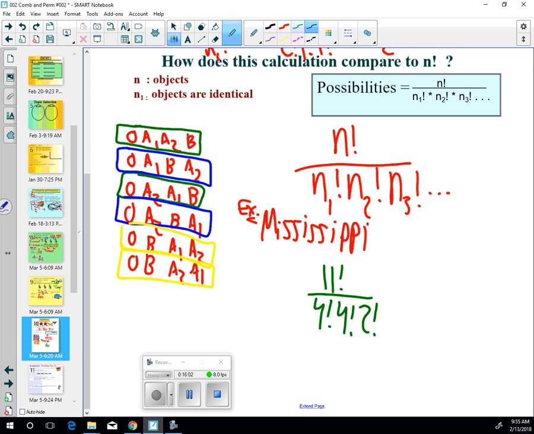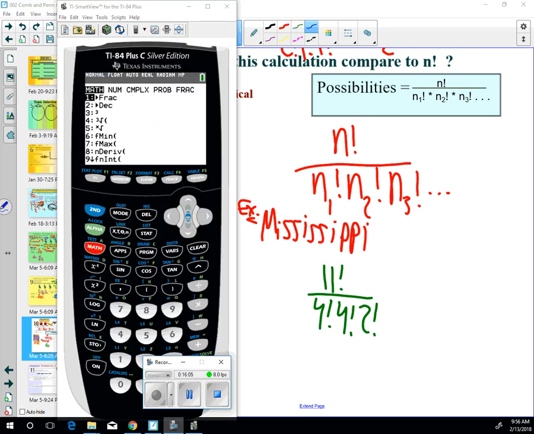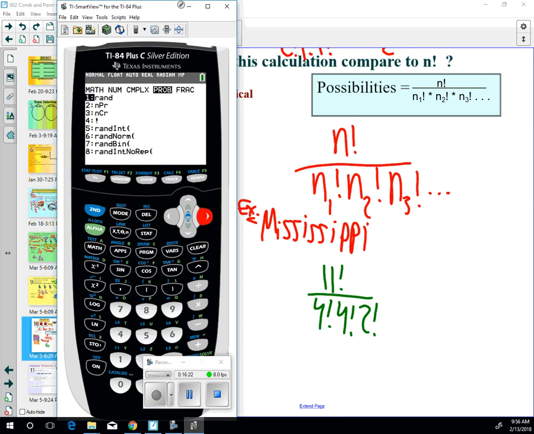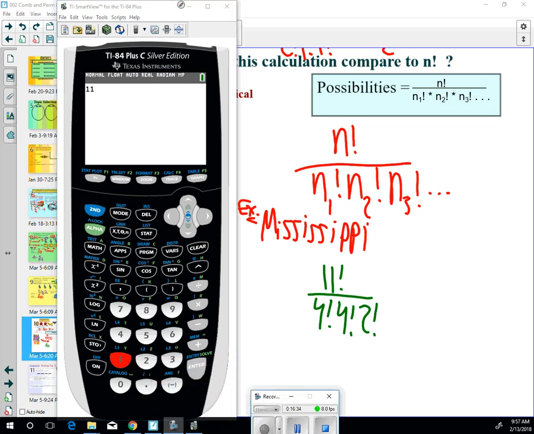So you probably want to know how to do that in your calculator. When you go to math, you go to probability. If you see a problem, okay, let's see here. So I'm going to go over to probability. Each column in probability has all of these. Let's say you want to do 11 factorial. So you start with 11 first. Then go math, arrow to probability 4. Now it's 11 factorial. Then divide by 4 factorial.